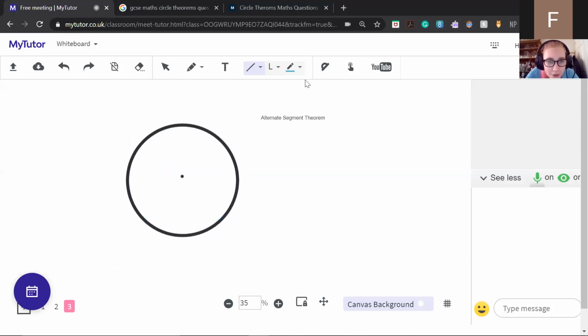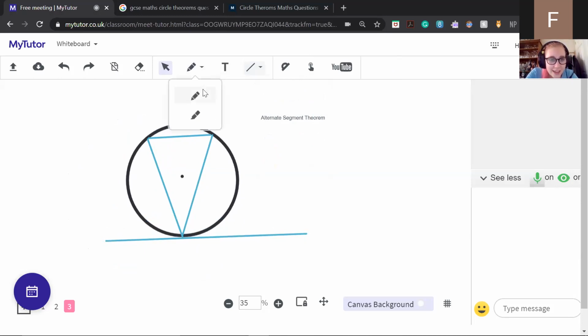Let me redraw those. So if we draw a triangle with a point at the bottom, and then a tangent at that point. Oh gosh, that's not good. It's so difficult to draw tangents. There we go. Then this angle, this green one, is equal to this one. And this orange angle is equal to this one.